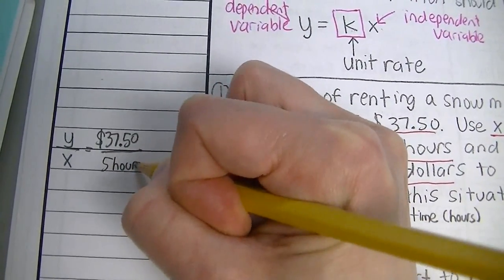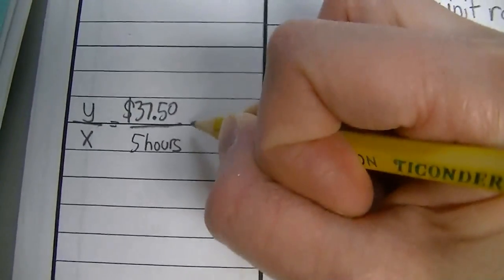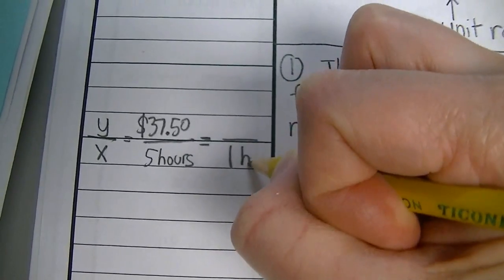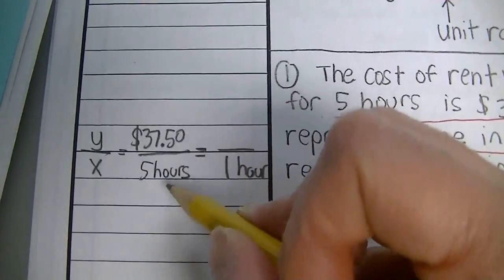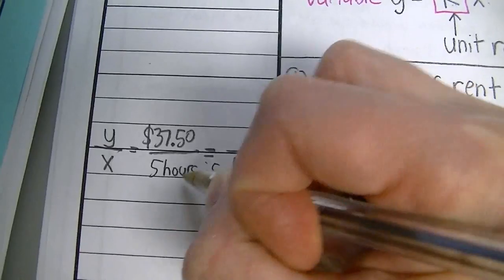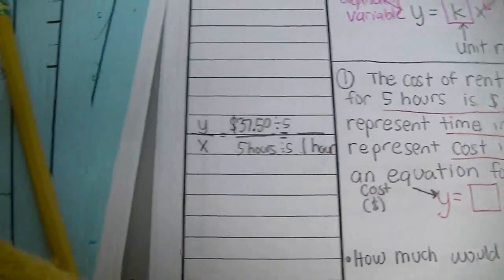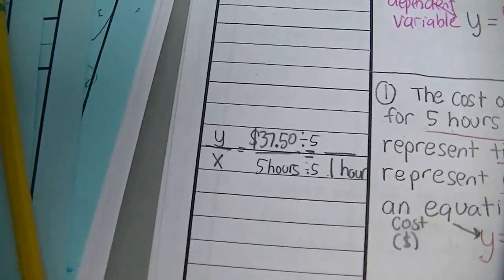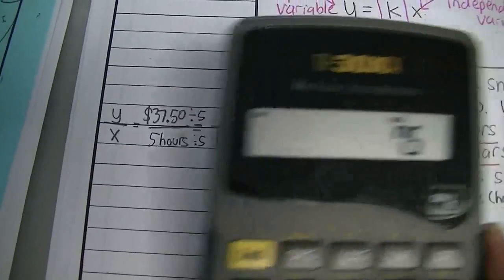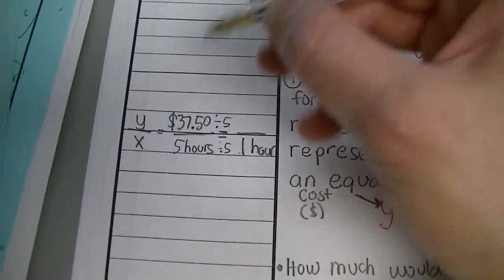And that right there is just the rate. That's not the unit rate. For the unit rate, you need to have 1 in the denominator. So I'm going to set up a proportion right here. And I want 1 in the denominator. So to go from 5 hours to 1 hour, we just divided by 5, because 5 divided by 5 is 1. So I'm going to also do that to the numerator, okay? $37.50 divided by 5. Let me plug that in real quick. I got $7.50, 7.5, so $7.50.